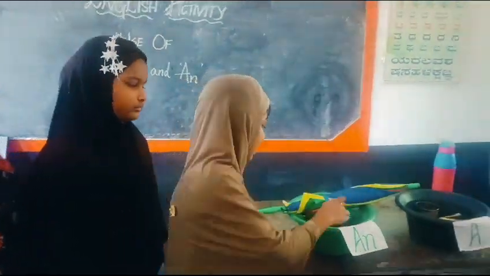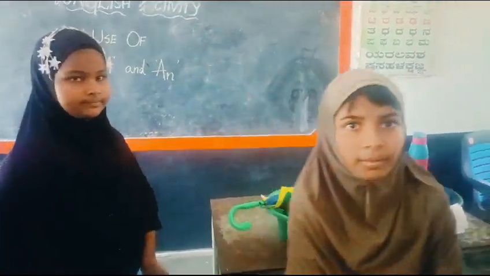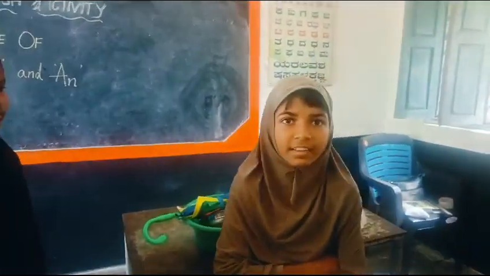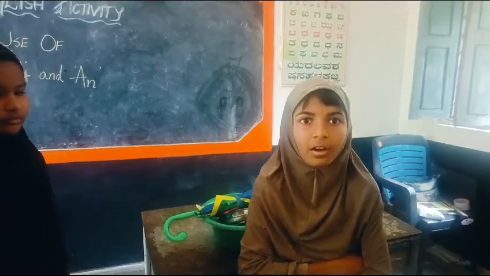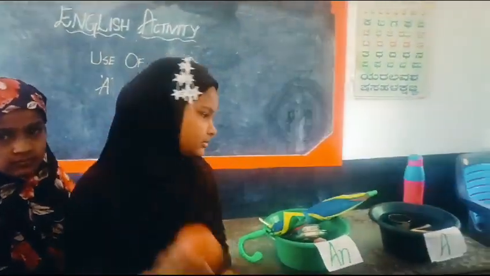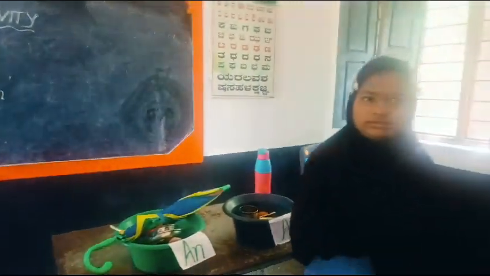What is this? Onion. And onion. Why are you putting it in an box? Because O is a vowel. Yes. What is this? Ball. Put in the box. A ball. Why are you putting it in a box? Because B is not a vowel. B is not a vowel, yes.